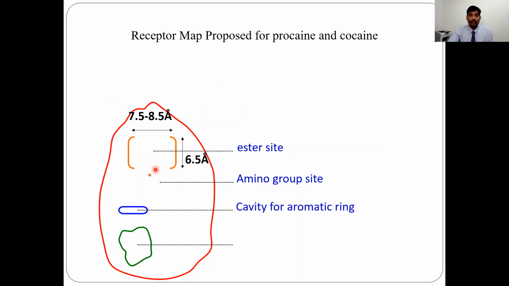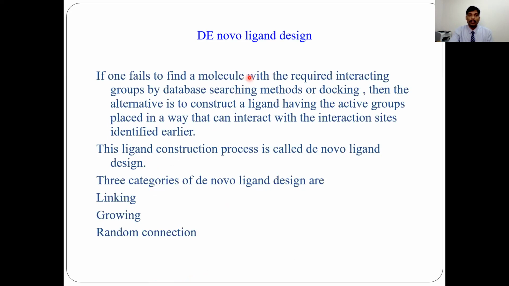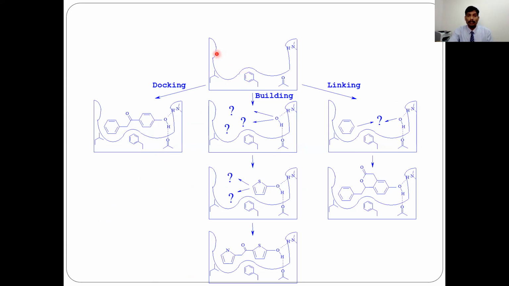That is what pharmaceutical chemists usually use, or even normal chemists also. So another one is de novo ligand sequence design, where we use linking, growing, random connection. So we know the protein structure and the binding site, but we don't know the ligand. What is binding? We don't know. Natural one also we don't know. So we have to synthesize a new one.